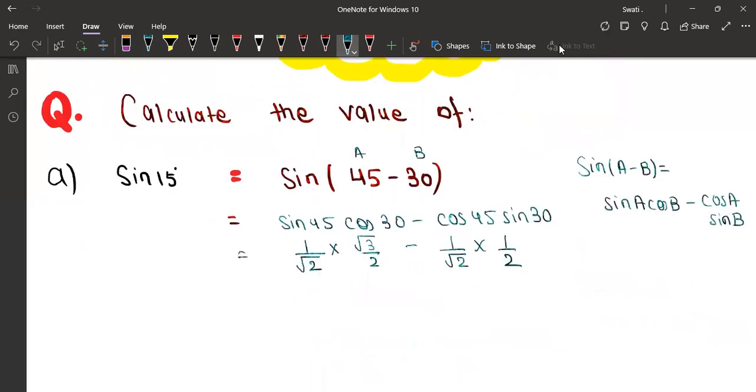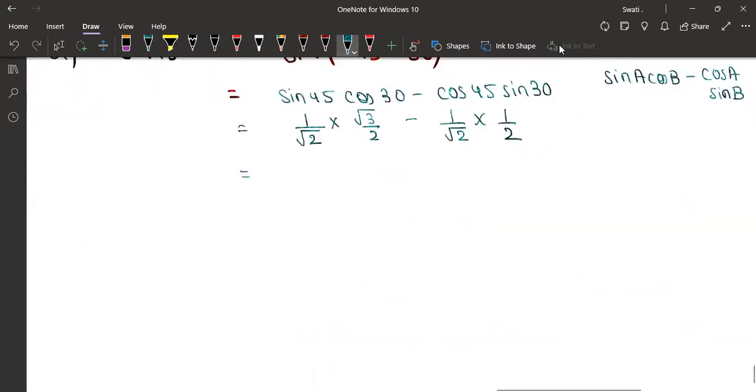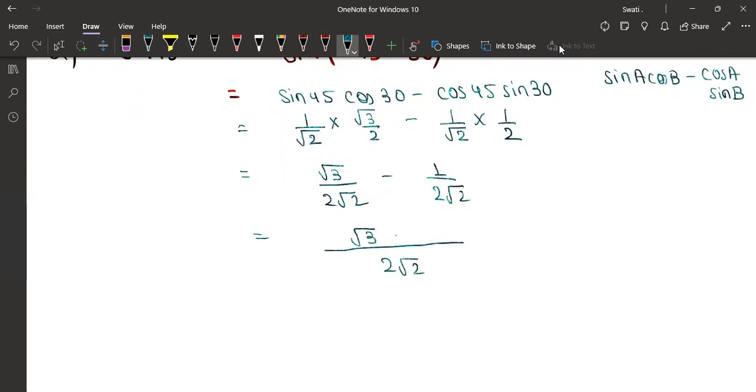Of course, this will become numerator with numerator. So 1 into root 3 will be root 3 upon, this is 2 into root 2, that is 2 root 2, minus 1 into 1 is 1 upon 2 root 2. Now we can leave the answer here, or if you want, you can simply take the LCM, and this will become 2 root 2. And in the numerator, we will have root 3 minus 1. And this is the answer. All right, now we can go to the next one.